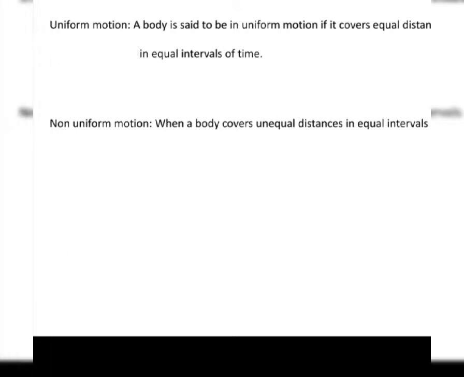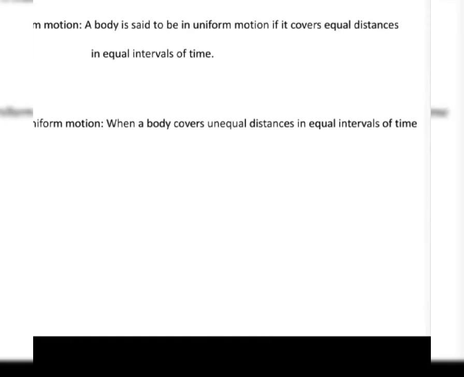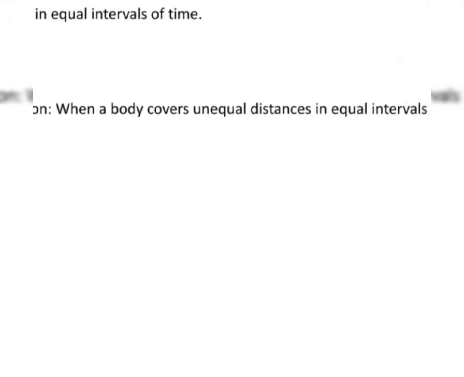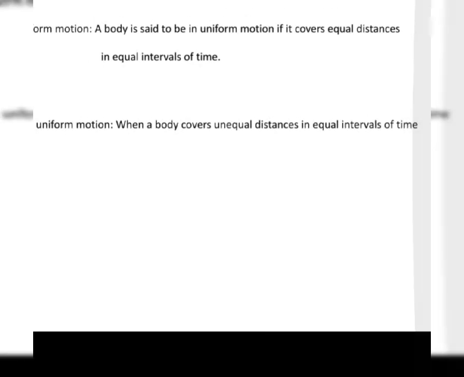A body is said to be in non-uniform motion if it covers unequal distances in equal intervals of time. Again, suppose you have a car, and say it's covering 5 kilometer in the first 1 hour. In the next 1 hour, it's covering say 20 kilometer. In the third hour, it's covering some 8 kilometer. That means for every interval of time, the distance which it covered is not equal. Sometimes it covers less distance, sometimes more.